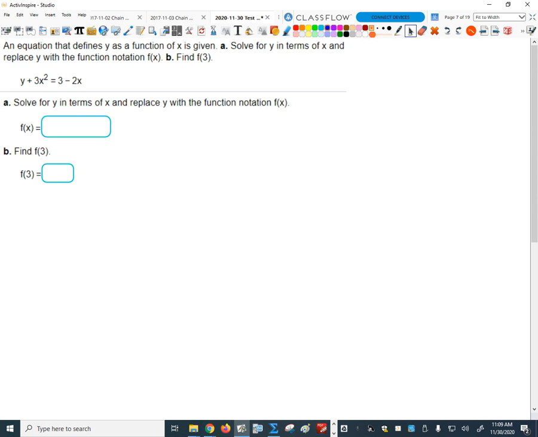All right, so now shifting gears just a little bit here. So an equation that defines y as a function of x is given. Okay, our equation has y's and x's in it. So we want to do two things. We want to, first of all, rewrite the equation using function notation, right? So we want to write it in the form f of x equals some equation involving x's, right? So how do we do that?